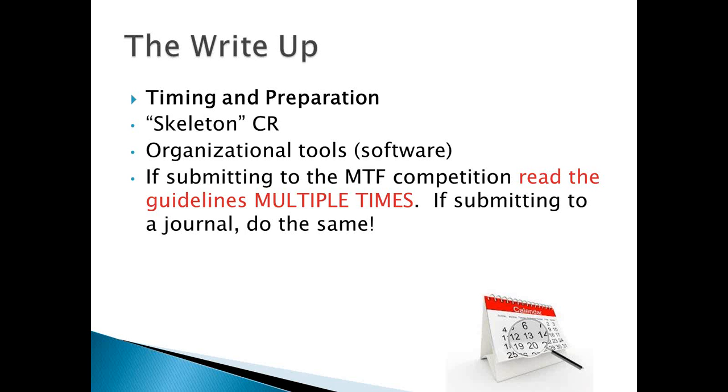If you're submitting to a journal, each journal has their own requirements on what is acceptable, right? So they will have requirements, say, on word count. The abstract, for example, has to be within a certain word count range, and the whole case report has to be within a certain word count range. The MTF competition has very specific guidelines on what's required for that, right? So read it multiple times.